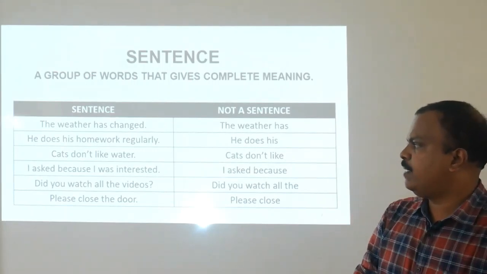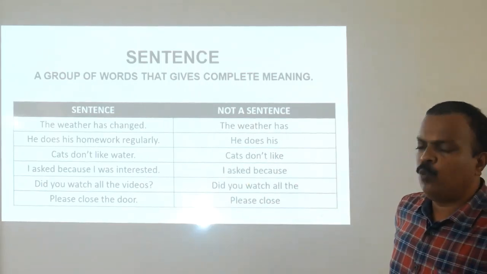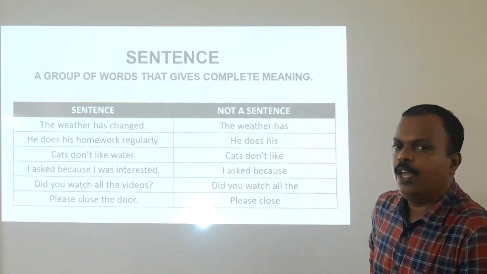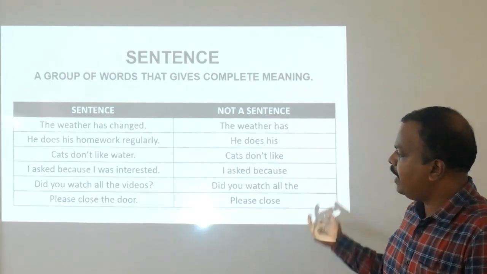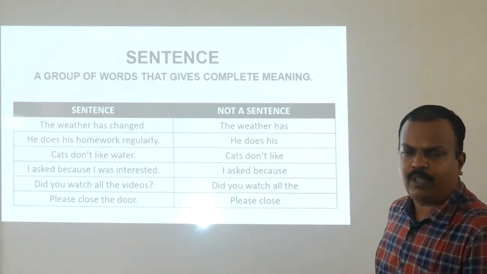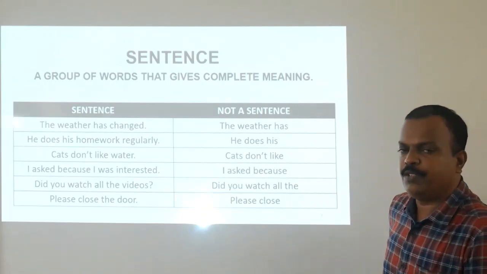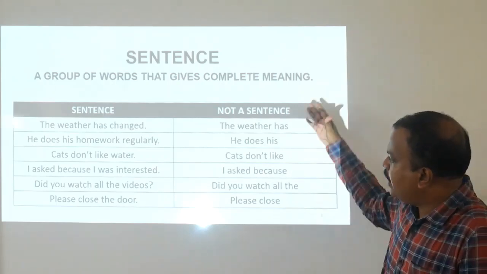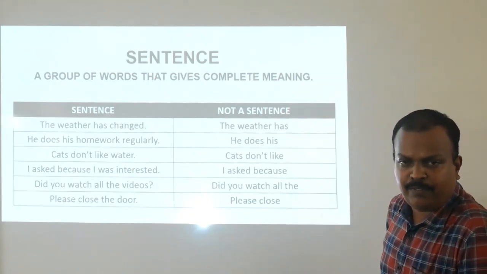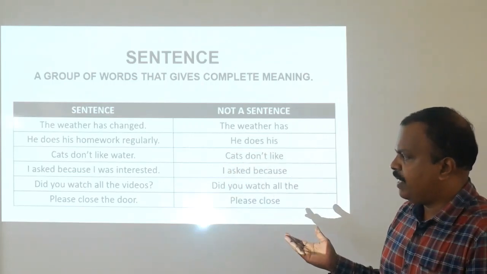The same goes with the second row as well. He does his homework regularly. Makes complete sense. "He does his." If we stop there, we are missing something. We are not expressing the complete idea. So that is not a sentence. On this side, none of them are sentences. But on this side, all of them are sentences.